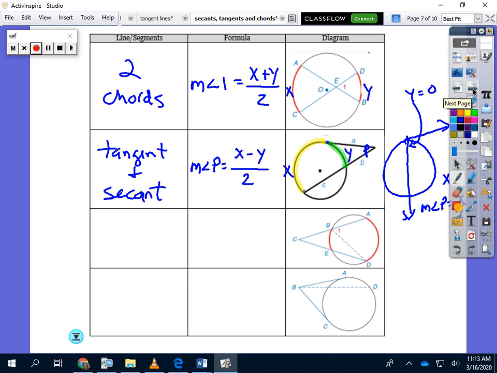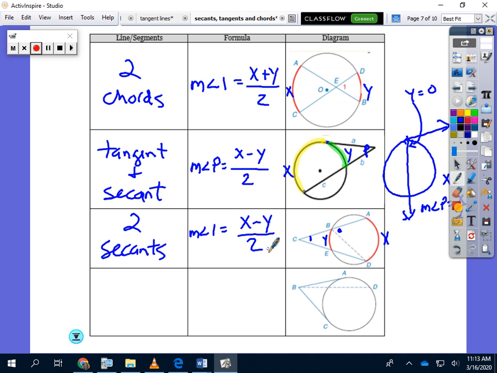Next we have two secants. And I'm going to ask you to go ahead and ignore this right here. So we're not going to worry about that. We're going to make this angle 1. Outer, inner arc. So the formula for this would be the same thing. Measure of angle 1 is going to be x minus y divided by 2.